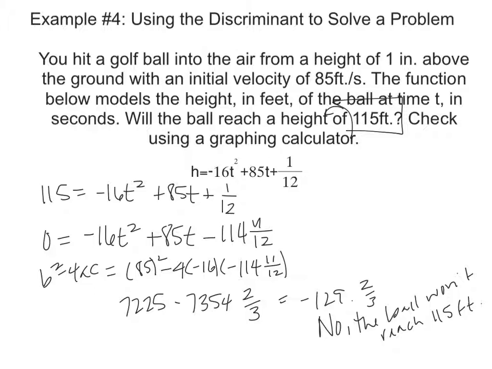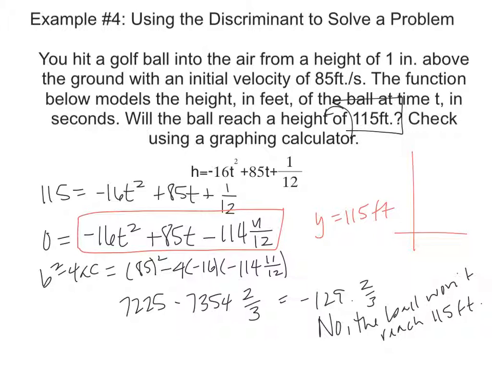We can check that in our calculator by typing this part here into the y equals section, and also typing in y equal to 115 feet. If you get your window correct, what you'll notice is that the vertex, if this is 115, your graph will not reach that line. So no, the ball won't reach a height of 115 feet.